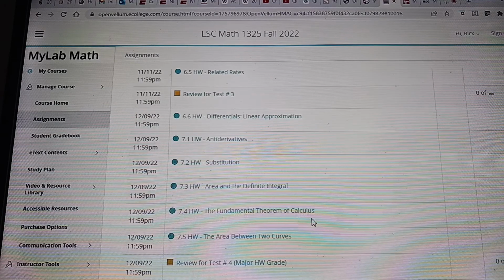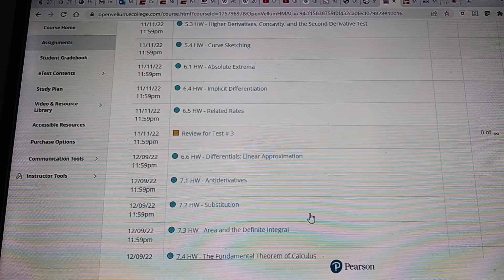So for now, we're only worried about next week. We just have one new section and one review. That's what we're going to have next week.